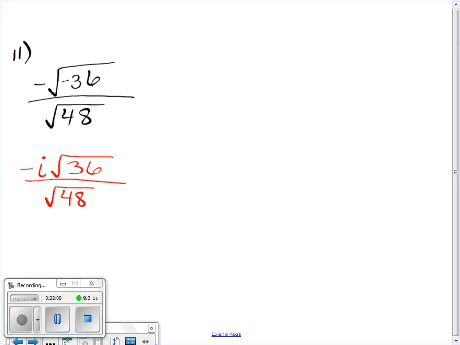All right, so simplifying the top, square root of 36, that's just 6. So this is just negative 6i. There's no radical because the square root of 36 is 6. If you didn't recognize that and you made your factor tree, you'd have all pairs and no singles, so nothing would go under a radical.